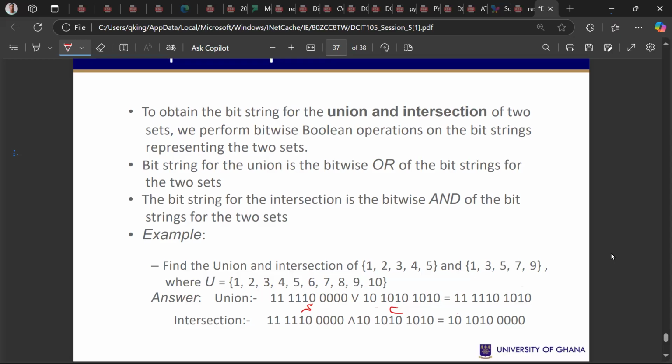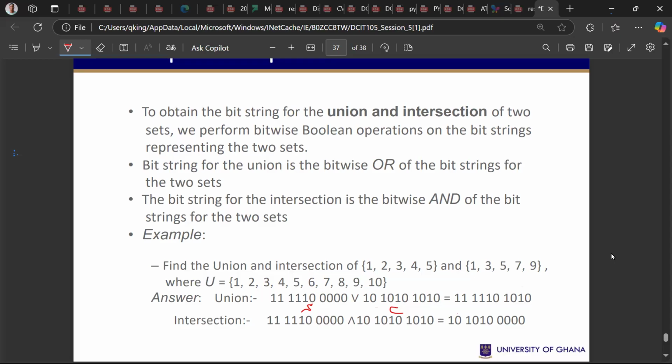So the 1 means true. Does it mean that the 1 means true and the 0 means false? Yes, I guess that, listen, it depends on the type of operation that you're dealing with. For the union, it means that at least one of your observations should be true.